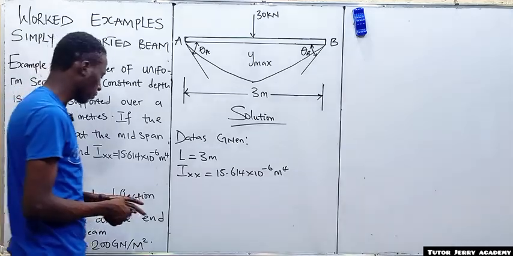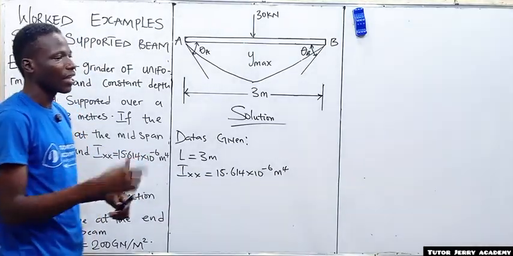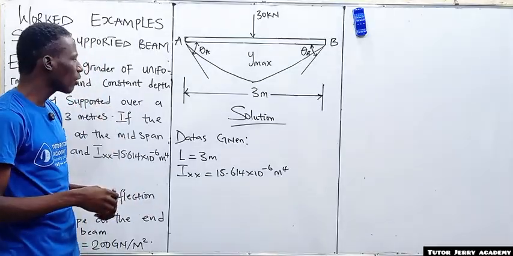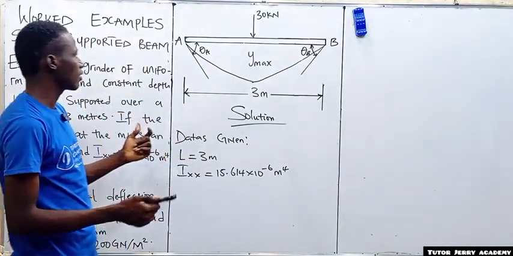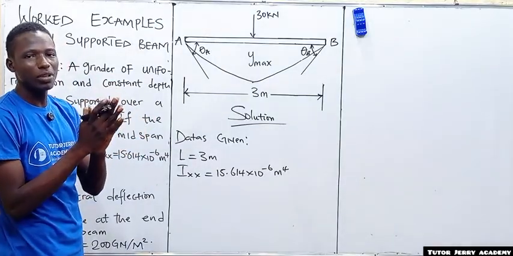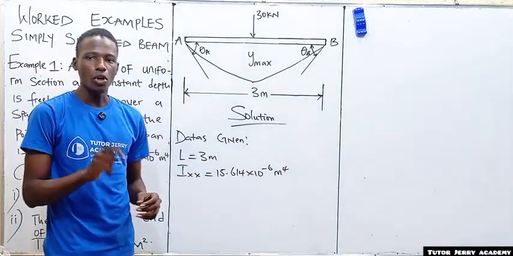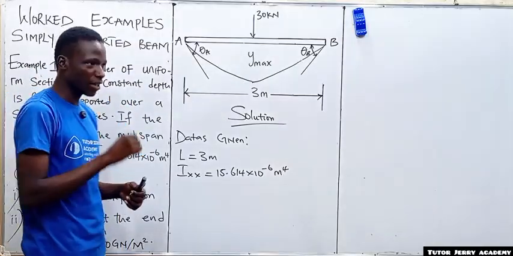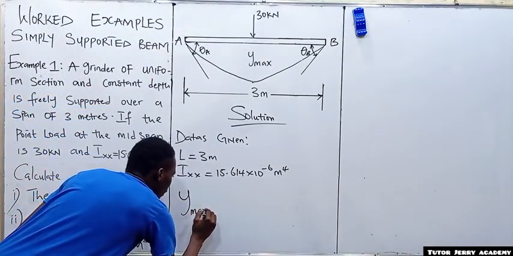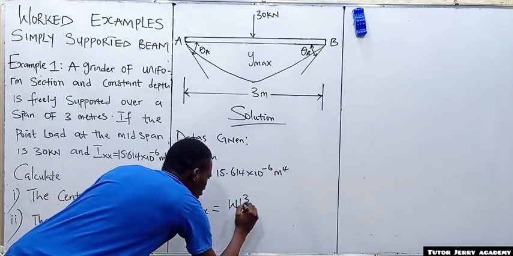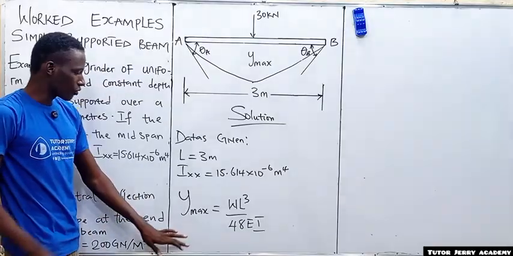Now we are going to be looking for the central deflection first. The central deflection is still the same thing as the maximum deflection. Now, in our previous case, we considered two cases under simply supported beam. The first case is where we have a simply supported beam with a point load at the midspan. And when we consider that, we got our Y max to be equal to WL to the power of 3 all over 48 EI. So all we just need to do is to substitute our values.